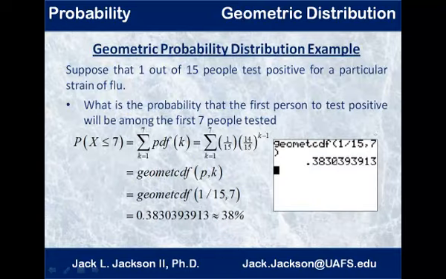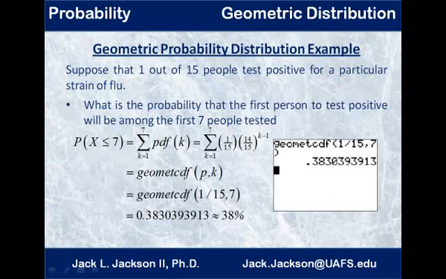Again, suppose that 1 out of 15 people test positive for a particular strain of flu. What's the probability that the first person to test positive will be among the first 7 people tested? In other words, what's the probability that the first positive will be on the 7th one or less? So that's the probability that x is less than or equal to 7. So what you want to do is find the geometric PDF and add it up from k equals 1 to 7.